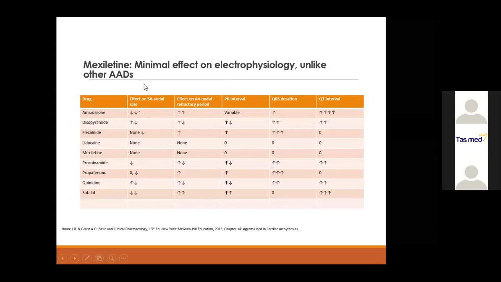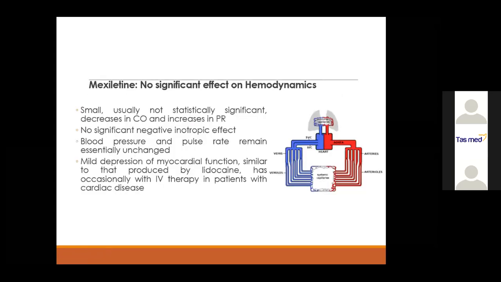So basically, it has no effect on sinus node. It does not affect the AV node and ERP. It does not affect the PR interval. It does not affect QRS duration and QT interval. So electrophysiologically, Mexiletine is a very safe drug. It does not have much proarrhythmic side effects, either bradycardic or tachycardic.